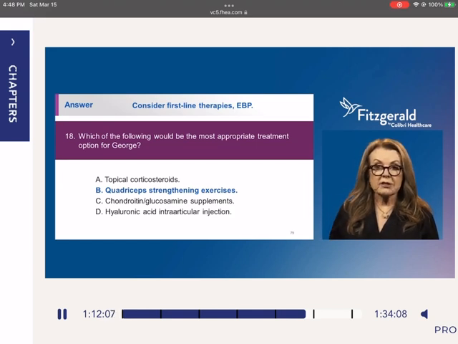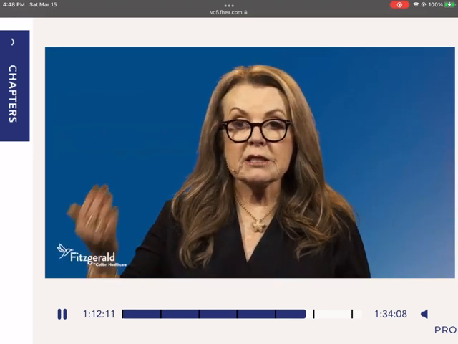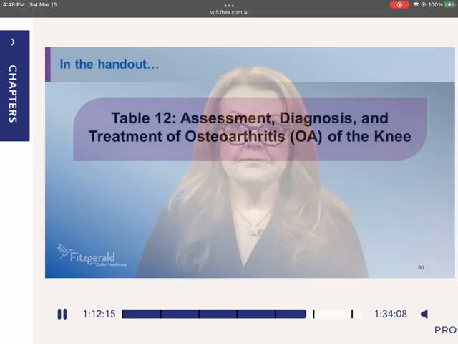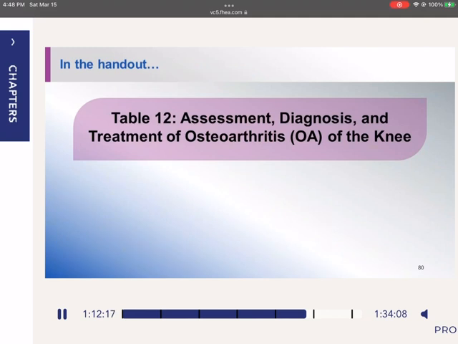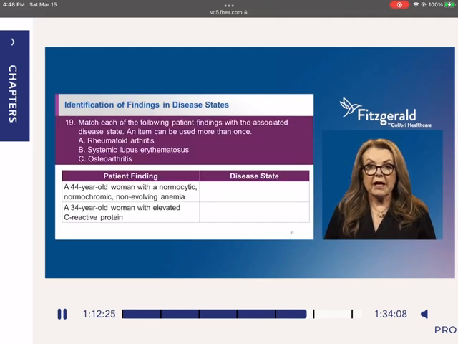Why is quadriceps strengthening exercises important? Because strengthening the quads helps stabilize the knees. And in your handout, there is information in Table 12, assessment, diagnosis, and treatment of OA of the knee. This is an evaluation diagnostic question.